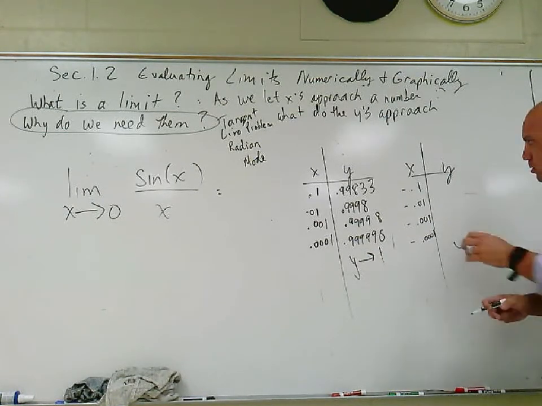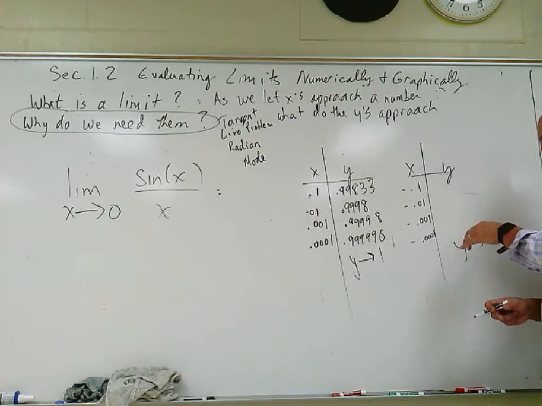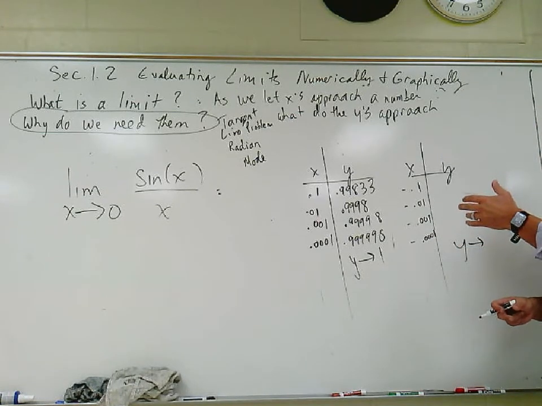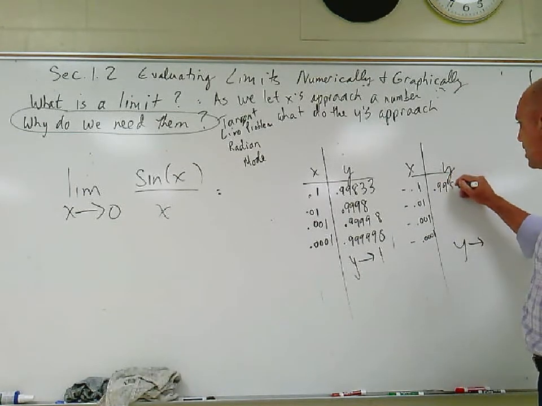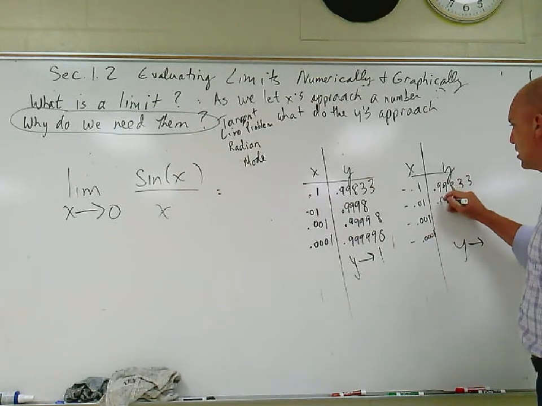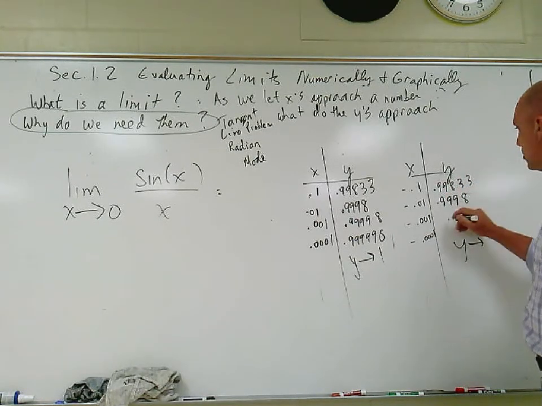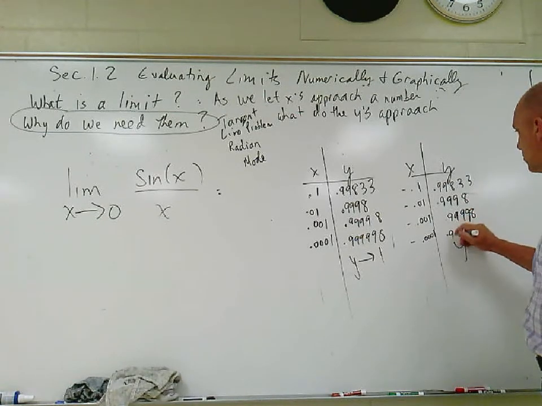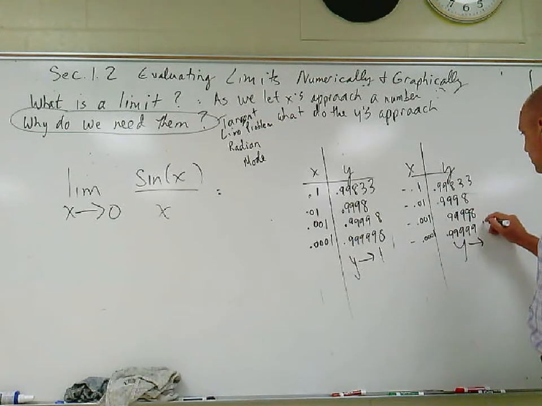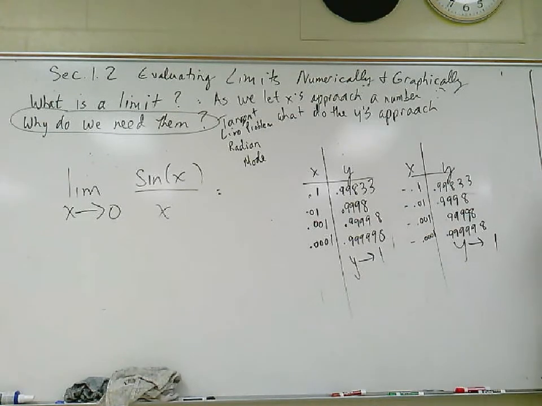Okay? So what did you get here? You should have got the same answers. Exactly the same. You should have got 0.99833. Yeah, they should be exactly the same. Oops, 4 9s, 5 9s. All right, you should have got y's approach 1.